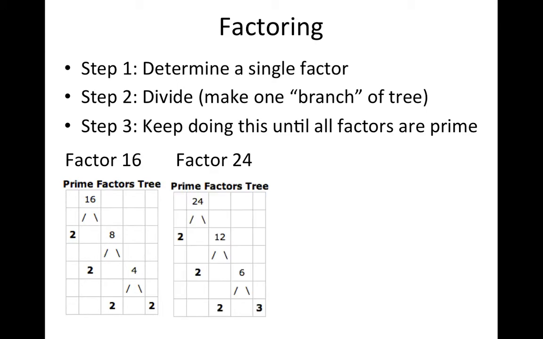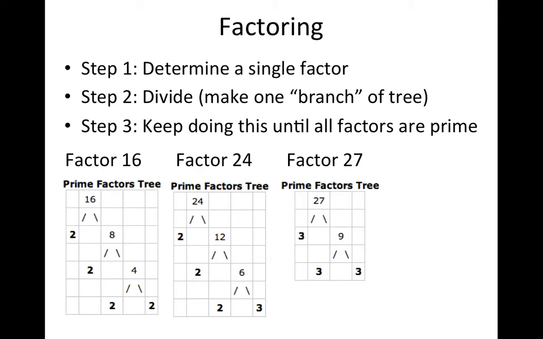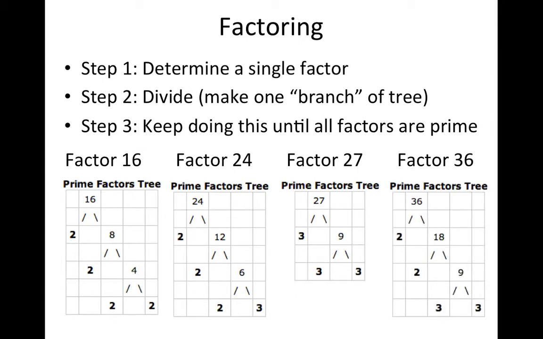With 24, again I just factor, and I know the factors of 24 are 2 times 2 times 2 times 3. 27, for example, will factor into 3 times 9, which factors into 3 times 3, so 27 is 3 times 3 times 3. And finally 36, which factors into 2 times 18 and 2 times 9, and then 3 times 3. So here are three examples of factoring.